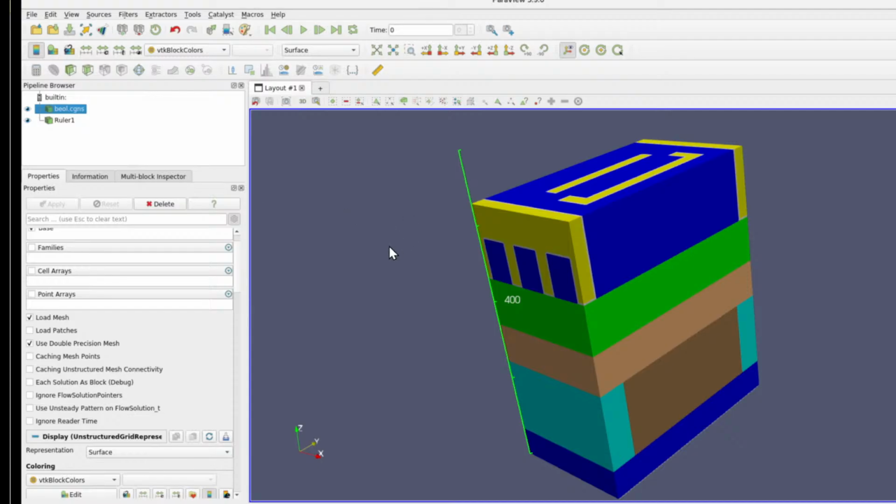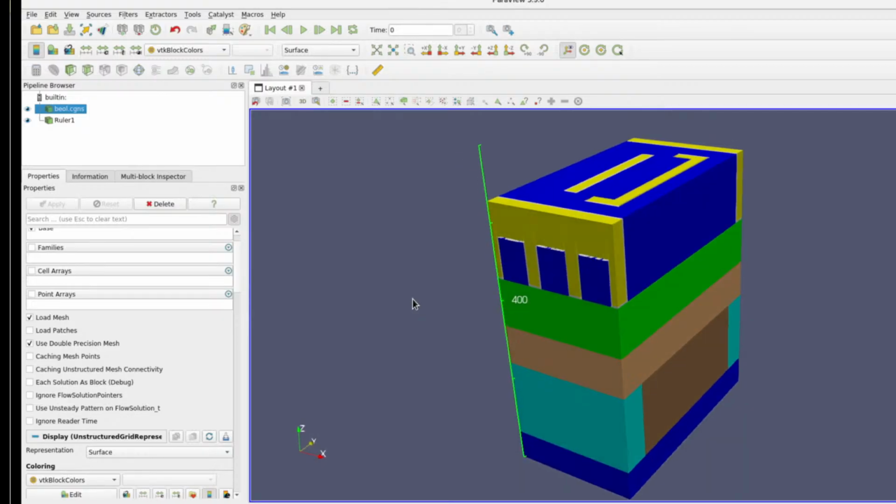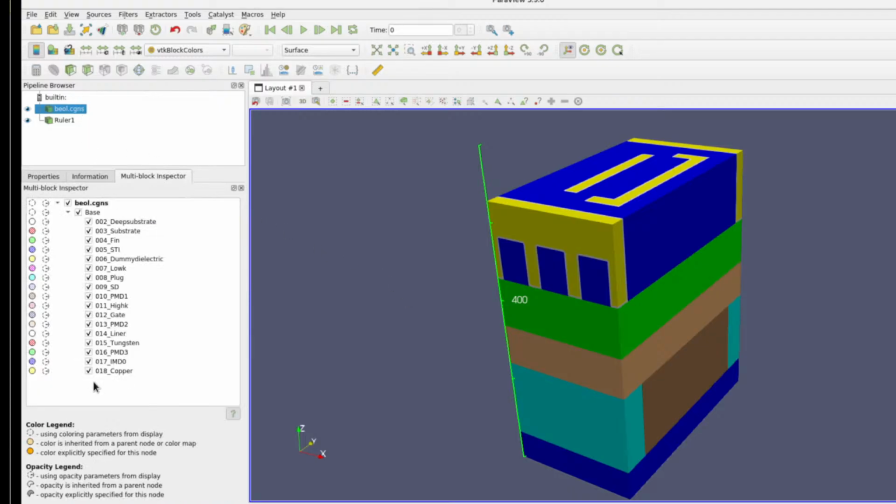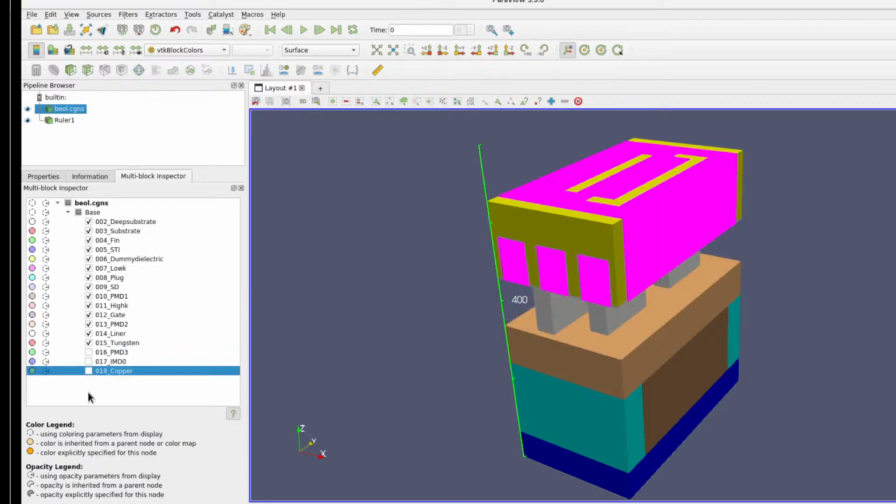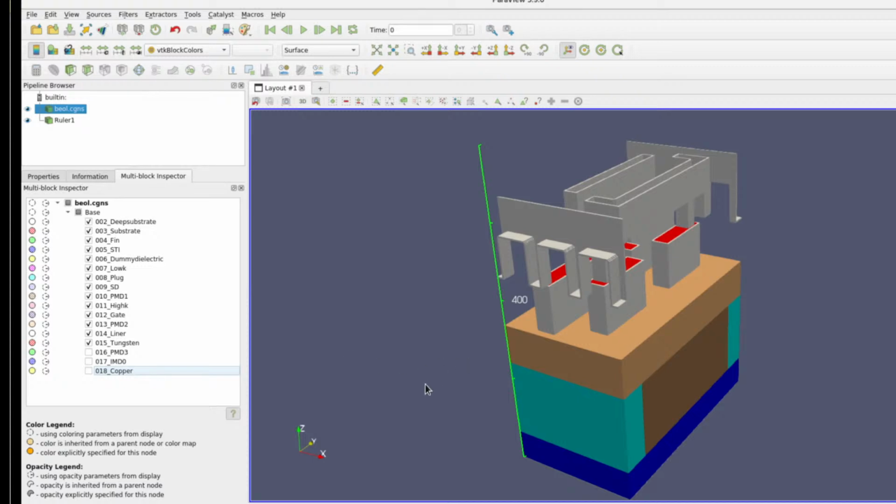So in the previous video, we have done the middle of line, MOL, process. Now it's time to talk about the back end of line, BEOL, process. So let's just eliminate the one related with this BEOL procedure.